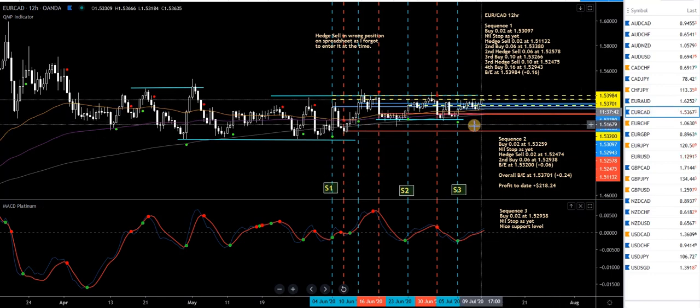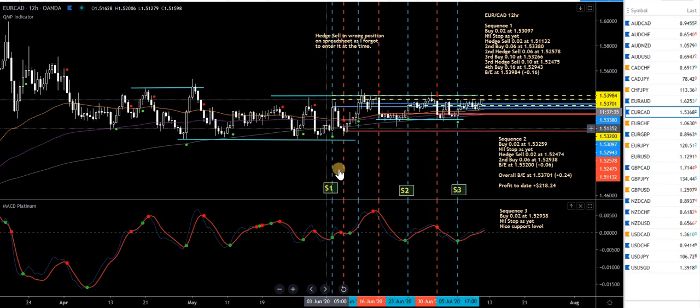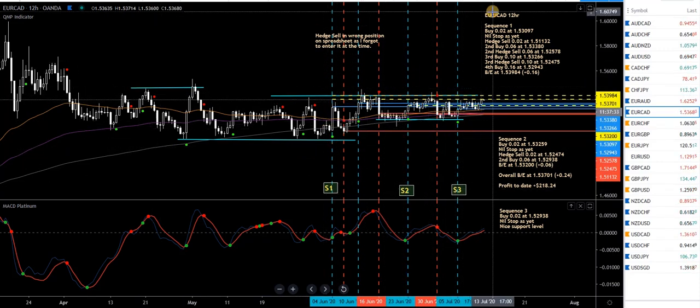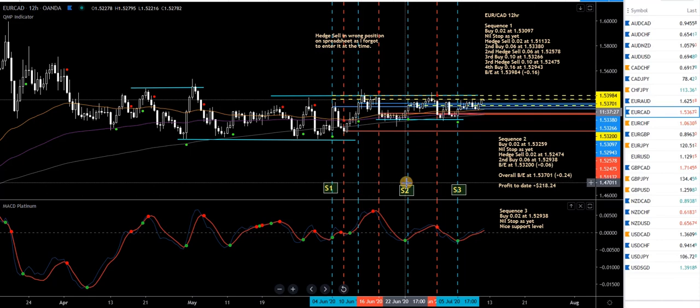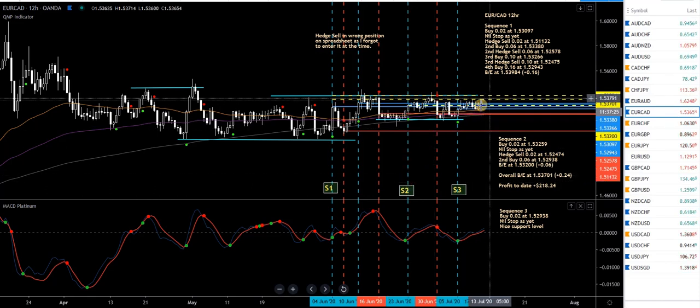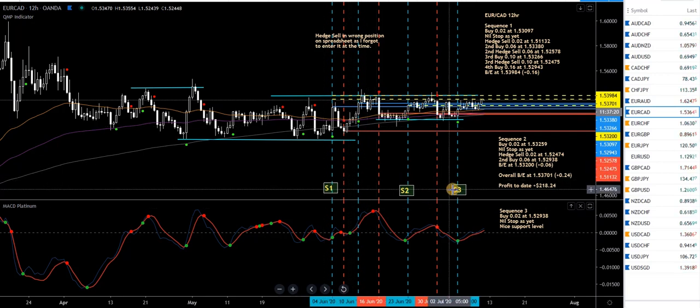EURAUD CAD. Now, here's one that's sideways. You can see all these little blue support resistance levels. 3 sequences, 1, 2, 3. This thing normally moves pretty slow. And we're through one break even. That was sequence 2 by the looks, so I could have probably done something there. Sequence 3, and sequence 3 is hedged, I think.